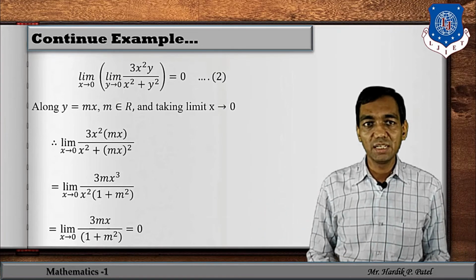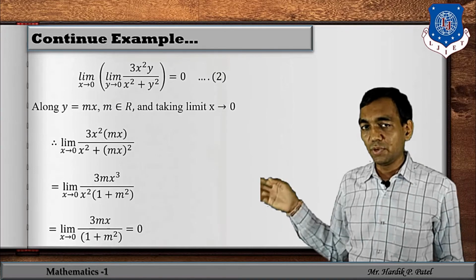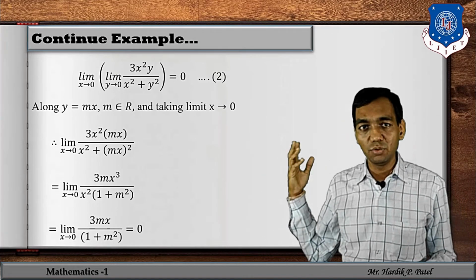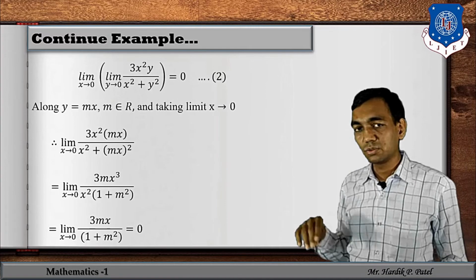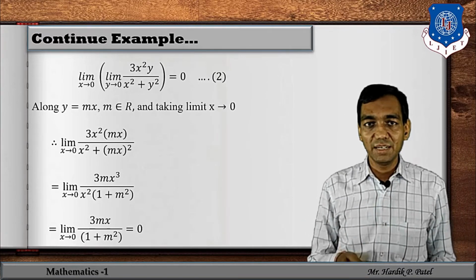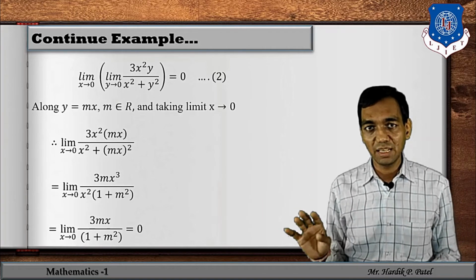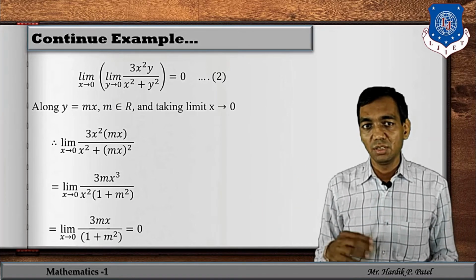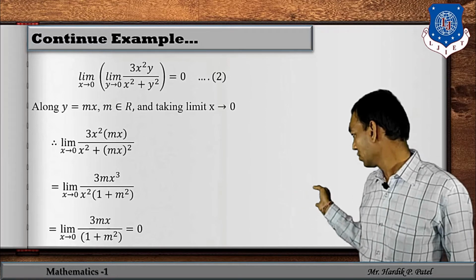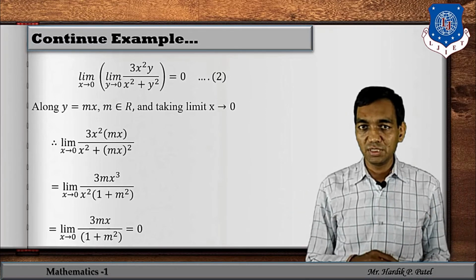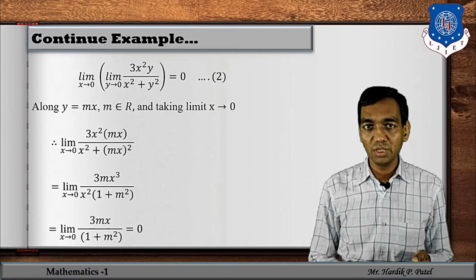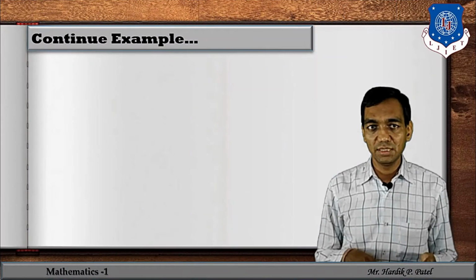Therefore, we are going to put y is equal to mx. If you put y is equal to mx, then you will have limit x tends to 0, 3x square into mx divided by x square plus mx the whole square. X square is common, so cancel it from numerator and denominator. That will give you limit x tends to 0, 3mx upon 1 plus m square. Again, if you put the limit, then you will have a value 0.